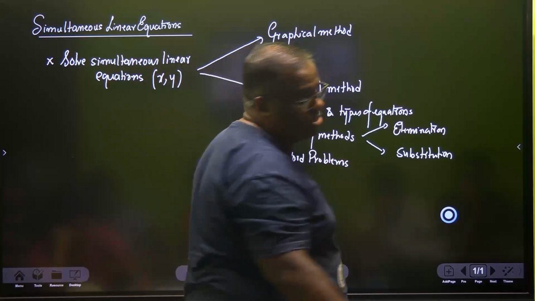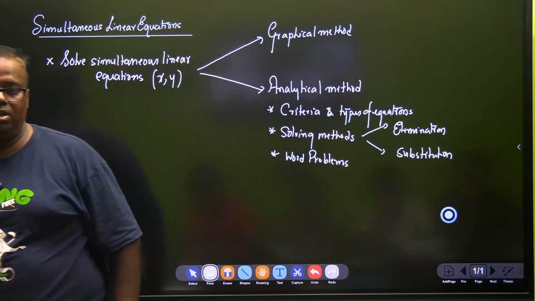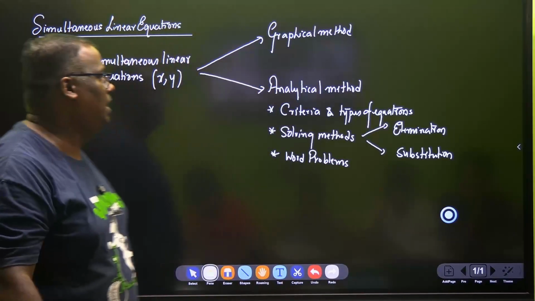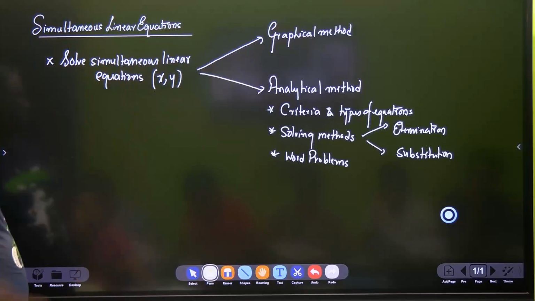Cross multiplication is not there in your syllabus. It used to be earlier there in your syllabus. It's not there in your syllabus. Okay. This is what we're going to study.